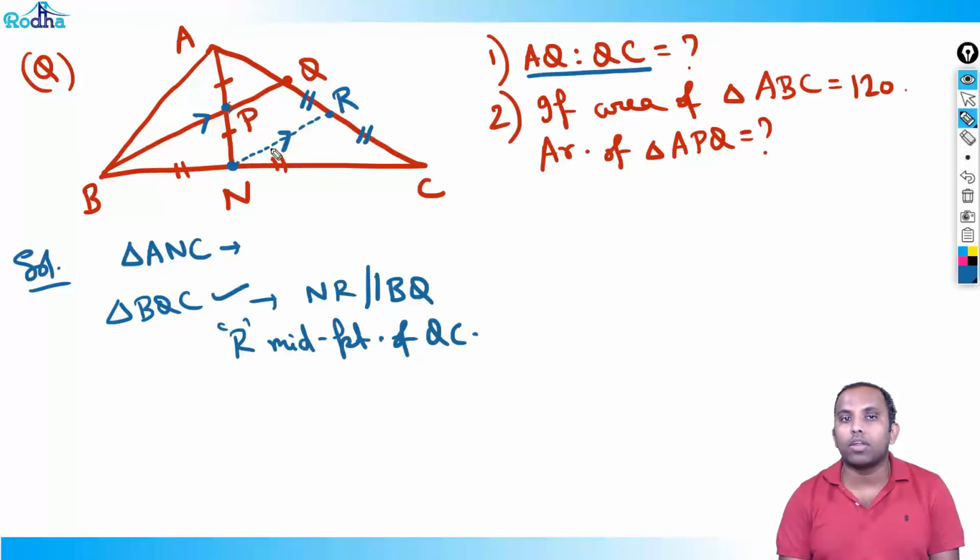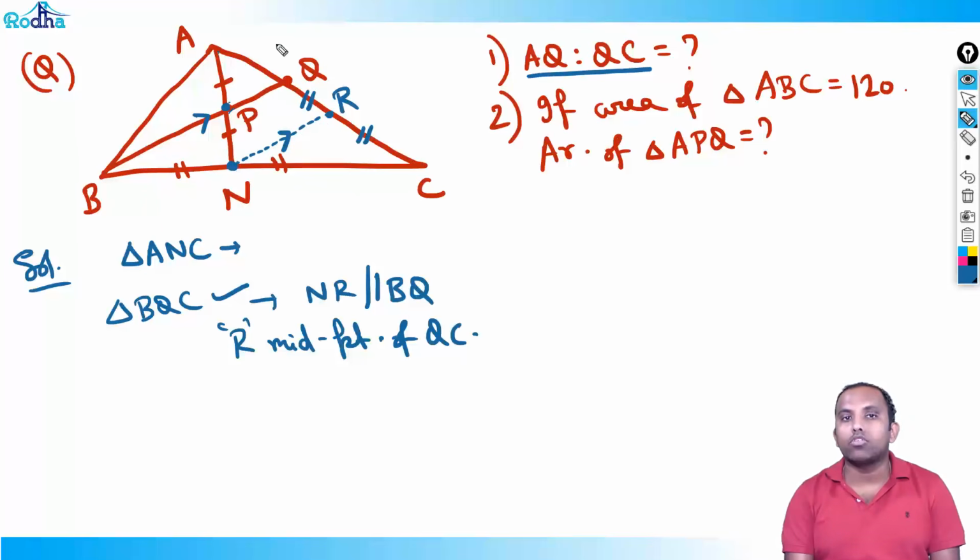Because NR is a line we have drawn parallel to BQ, and N is the midpoint of BC in triangle BQC, this line will meet at the midpoint of the opposite side. So R is the midpoint of QC as well. Second statement, NR will be half of BQ, but that is not needed here, right?